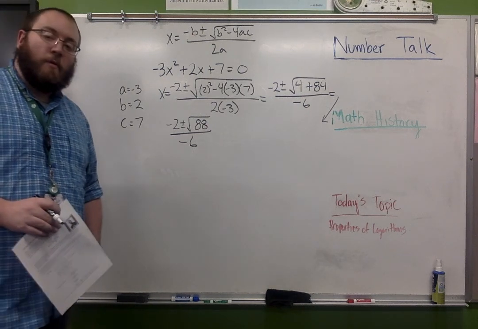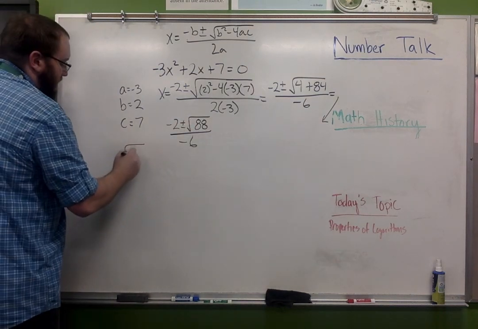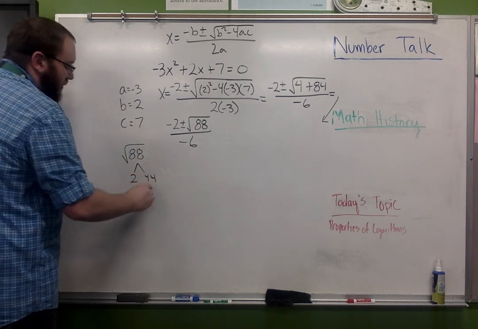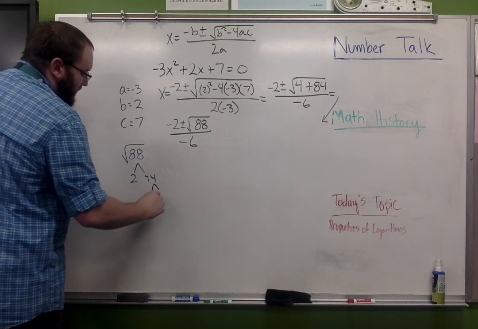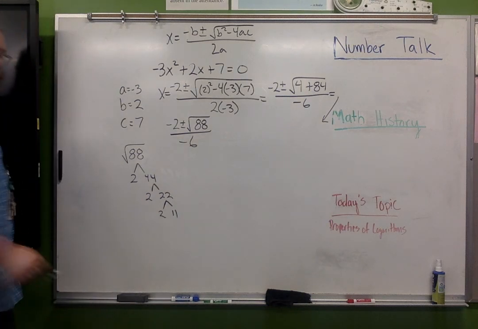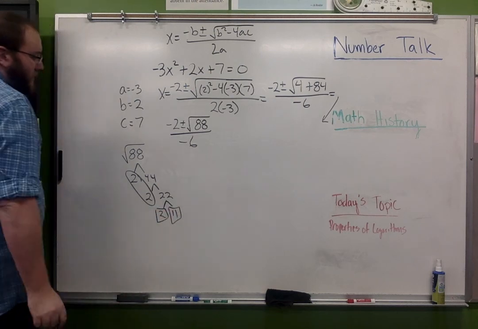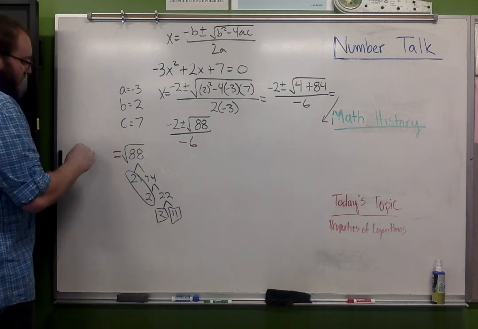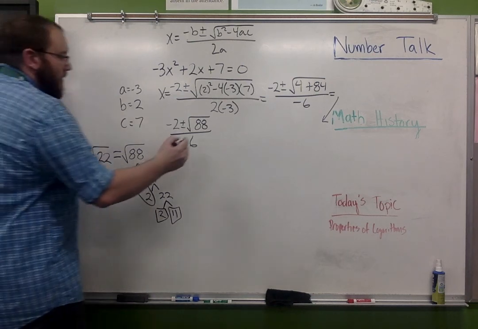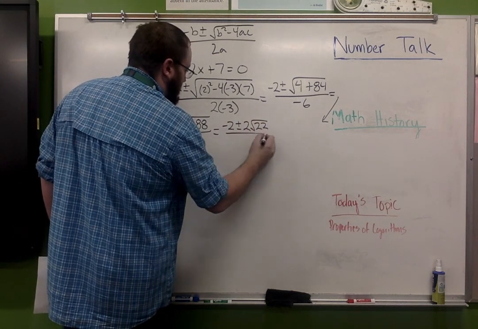So we're actually going to have a square root in our answer. Right? We can simplify the square root, but we're going to have a square root in the answer. So let's simplify the square root of 88. 88 is 2 times 44. 44 is 2 times 22. 22 is 2 times 11. It's a square root, so we want groups of 2 of the same number. So this 2 and this 11 are left over. So one 2 comes outside, and a 2 times 11 is left inside. So then this is negative 2 plus or minus 2 square root of 22 over negative 6.